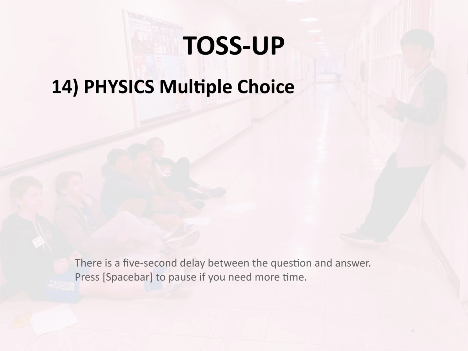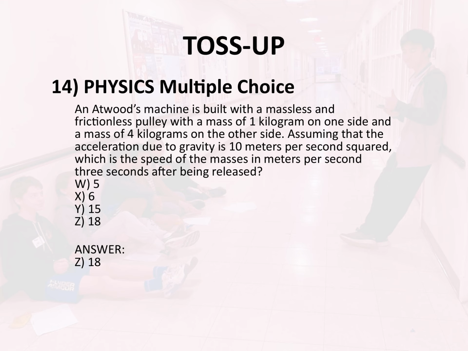Toss-up 14. Physics. Multiple choice. An Atwood's machine is built with a massless and frictionless pulley with a mass of 1 kilogram on one side and a mass of 4 kilograms on the other side. Assuming that the acceleration due to gravity is 10 meters per second squared, what is the speed of the masses in meters per second 3 seconds after being released? W, 5. X, 6. Y, 15. Z, 18. Answer. Z, 18.